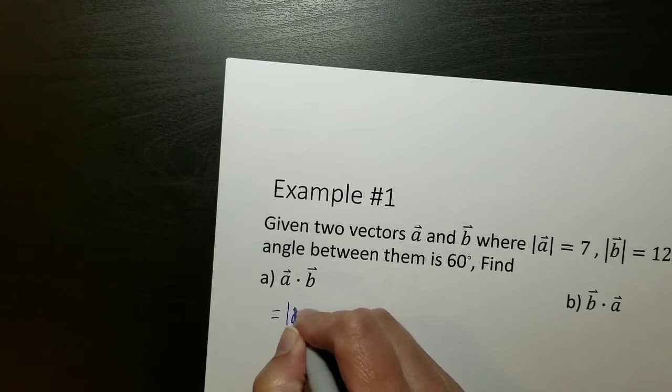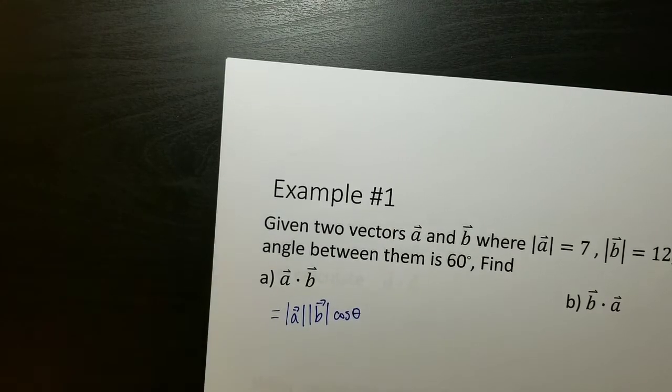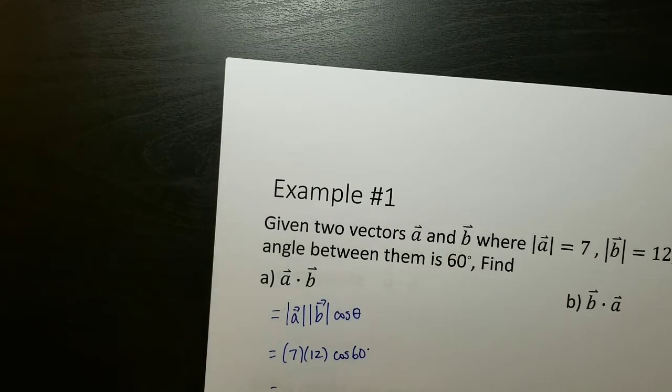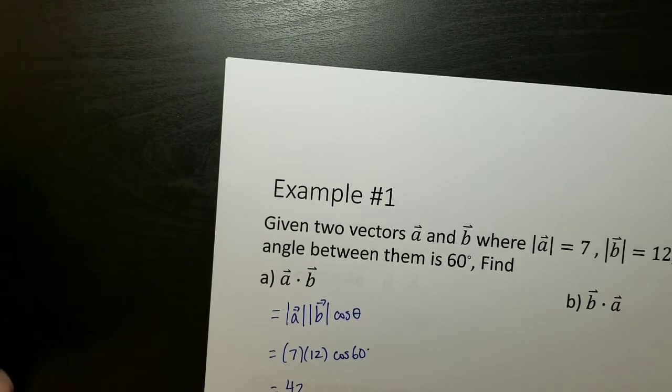I'm going to write out the formula just to remind everybody that A dot B is magnitude of A times magnitude of B times cos theta. So this is going to be 7 times 12 times cos 60. And we get 42.